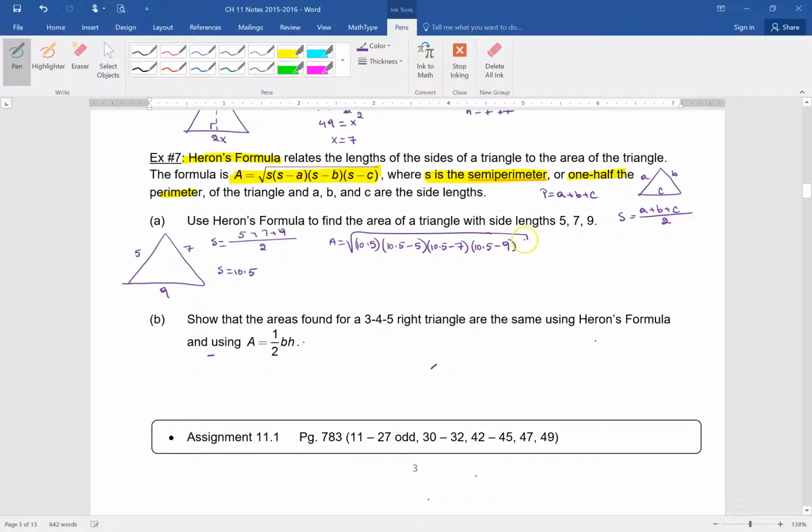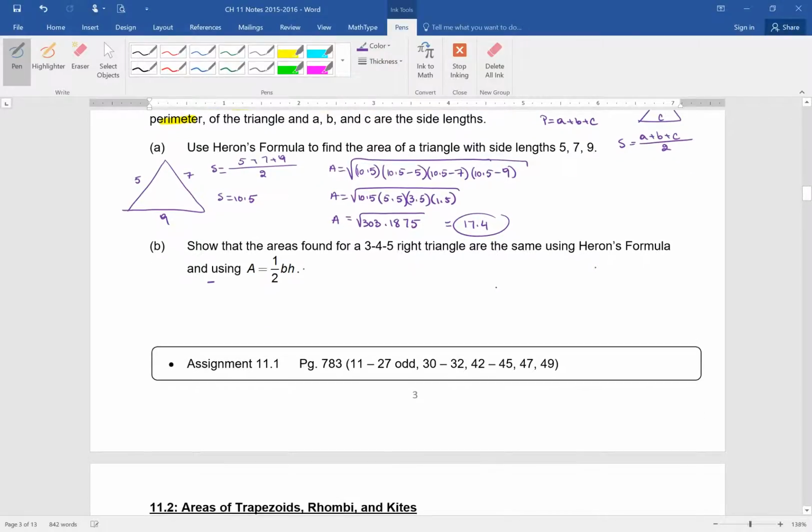Now, I'm writing this out the first time, but if you can do it in your mind, then it's totally fine. So area is equal to the square root of 10.5 times 5.5 times 3.5 times 1.5. And finally, this is the square root of 303.1875. Of course, if you can plug it into the calculator in one shot, I like that. This is 17.4, and it would be units squared. Okay.